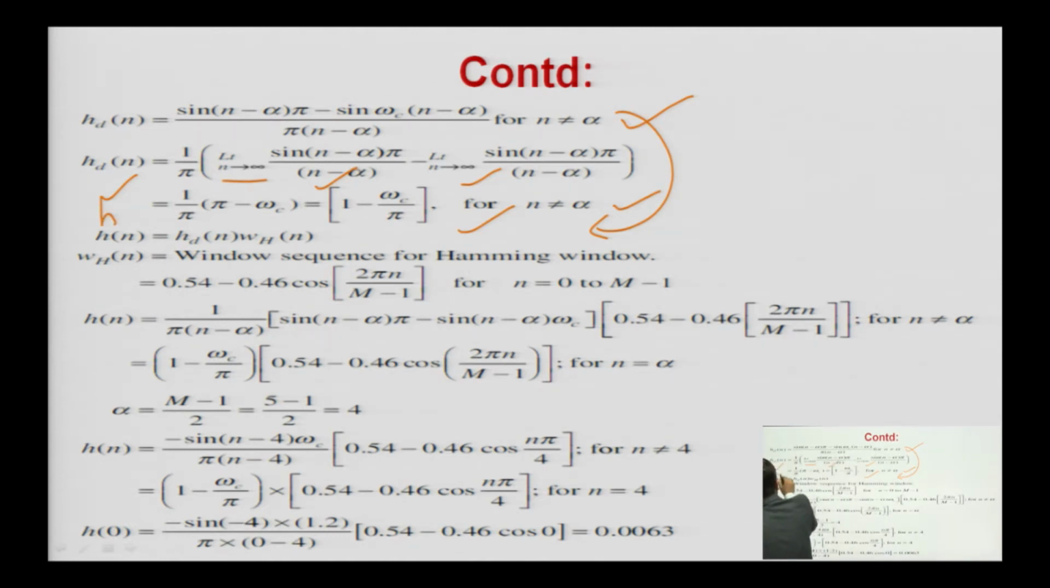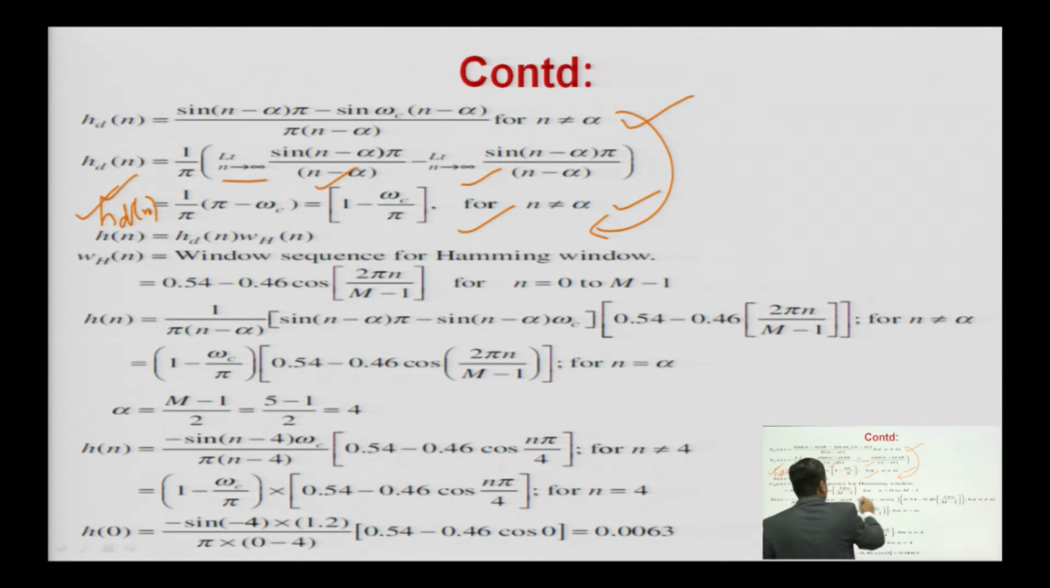This will be your h_d(n) finally here. So, this is the digital filter coefficient, and you are calculating it from the H_d(e^{jω}) given in the question here. Next, you are using the window function.